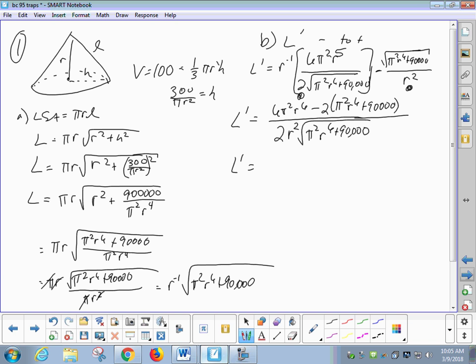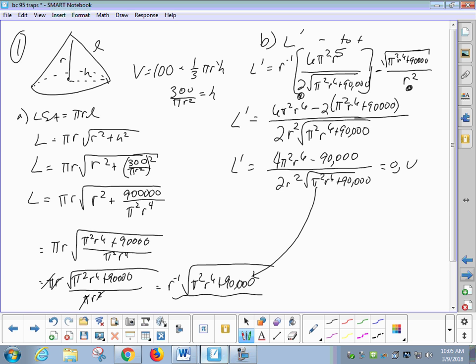A little bit more clear. When I distribute, I have 6 pi squared r to the 6 minus 2 pi squared r to the 6. That's 4 pi squared r to the 6 minus 90,000 over 2r squared, square root of pi squared r to the 6 plus 90,000. I need to know whether this is 0 or undefined by the critical number theorem. Now, undefined would imply the denominator is 0. The denominator, however, is directly tied to what that root looks like. And that would mean the lateral surface area is 0. Now that's silly. The lateral surface area can't be 0. So the denominator zeros are a non-issue.